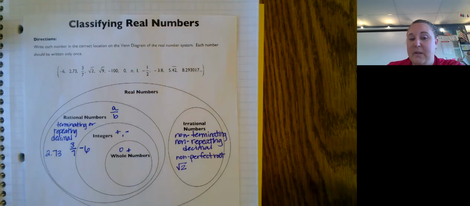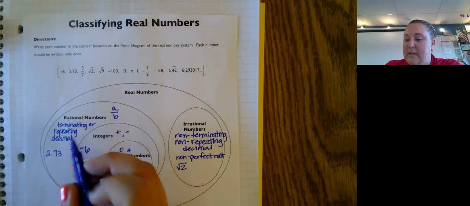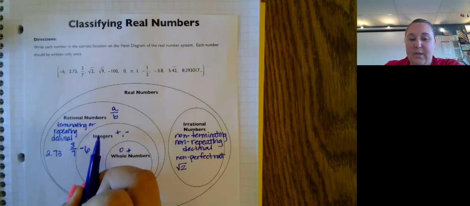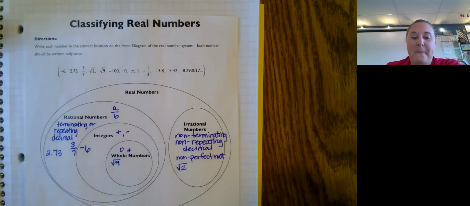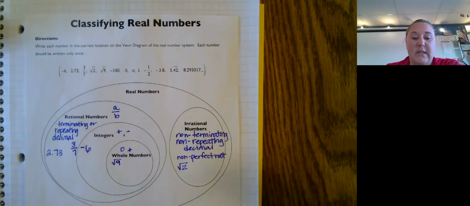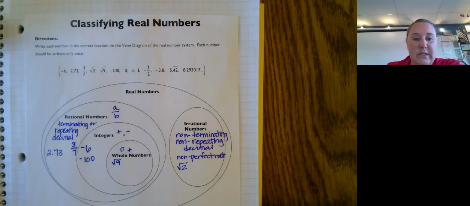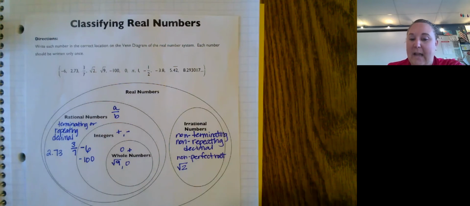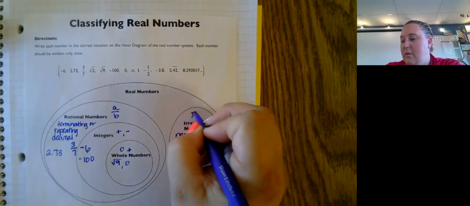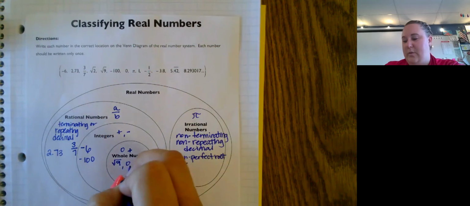Now the square root of 9, do we know that as a perfect? You should know that that's 3, which actually falls not only into being a rational number, but also an integer, also a whole number. The square root of 9, when I evaluate it, is 3. -100 is not a whole number because it's not positive, but it does fall within our integers. 0 is a whole number. Pi is the most famous irrational number we know. 1 is a whole number.